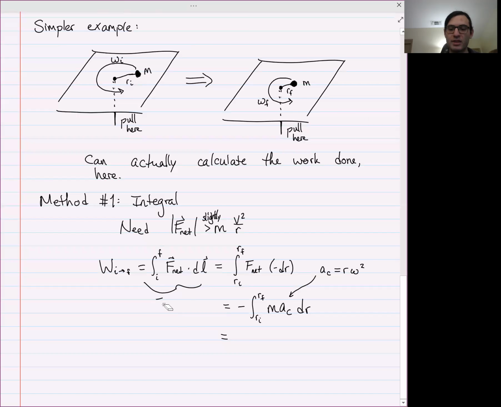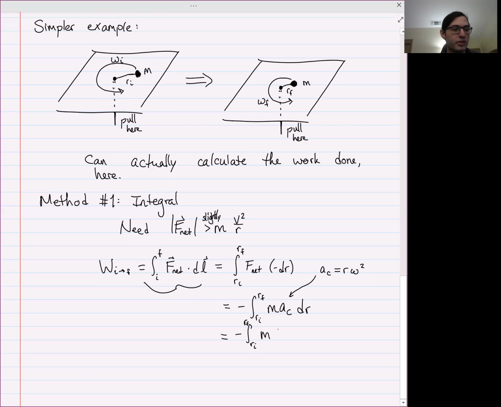Well, how do I want to write this? So the vector dl points in the negative r direction, where r points from the center outwards. So that's why I did that. Hopefully that makes sense. Okay. Right, so let's do that substitution.